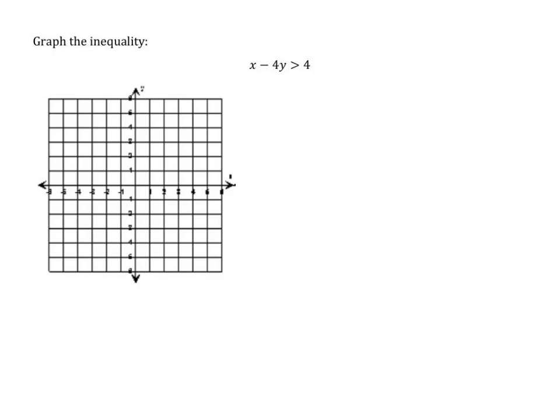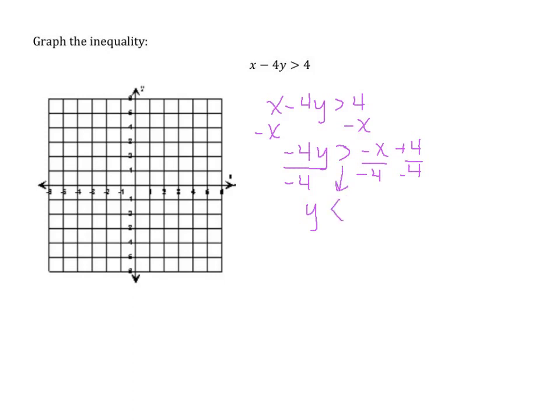I have x minus 4y is greater than 4. So first of all, I need to get this into the y equals mx plus b form. So I need to subtract x. So negative 4y is greater than negative x plus 4. And I need to divide by negative 4 to get y by itself. And remember, when we multiply or divide by a negative number, we need to switch our sign. So y is less than 1/4 x minus 1.